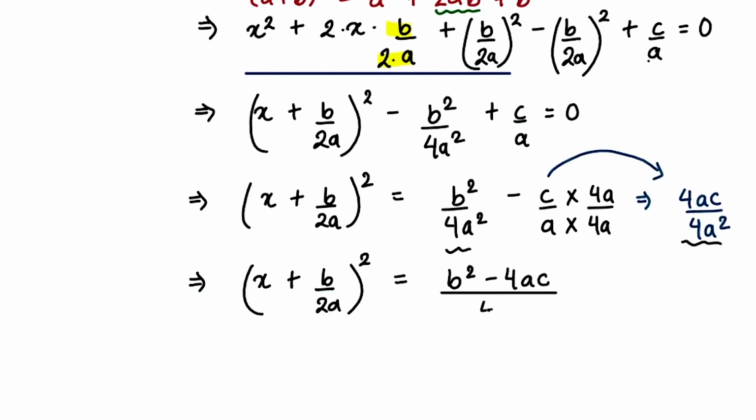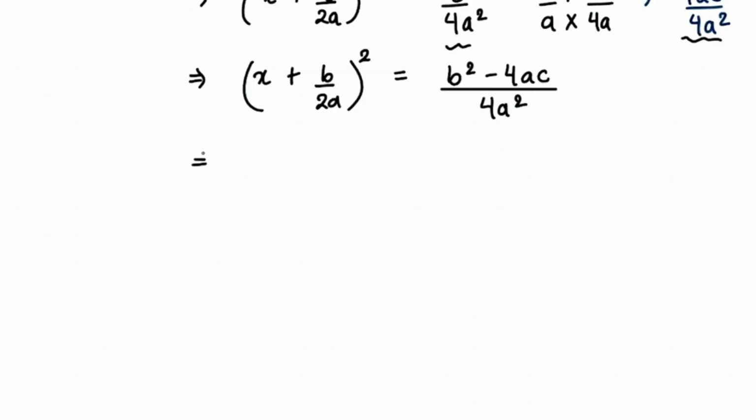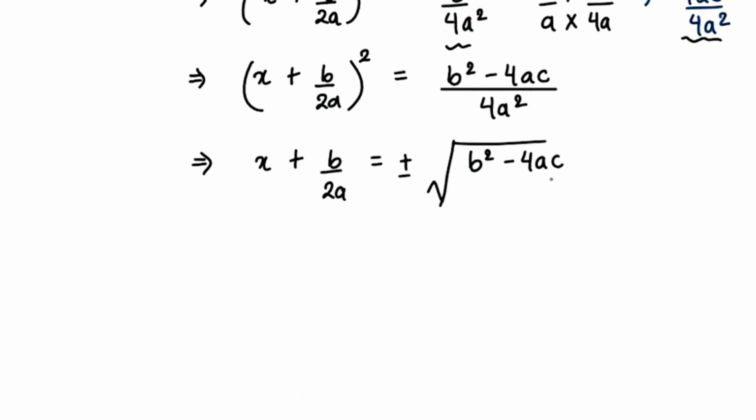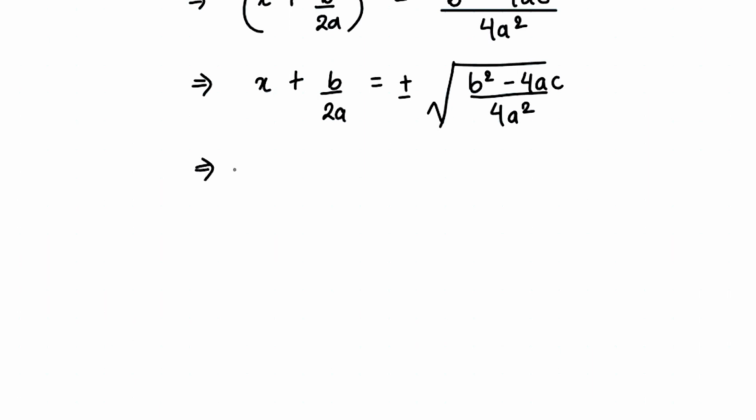And now we are going to try to remove that square from here. So we have x plus b by 2a equals, whenever we remove that square, we need to put a square root over here, and we need to put the plus minus symbol in front, okay? So we have b square minus 4ac divided by 4a square. And finally, our x is starting to get alone, okay? So we have our x. I'm going to move that plus b by 2a to the other side. It becomes minus b by 2a. We have our plus minus, right?